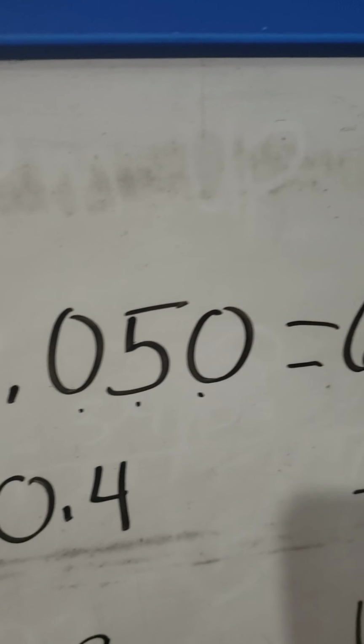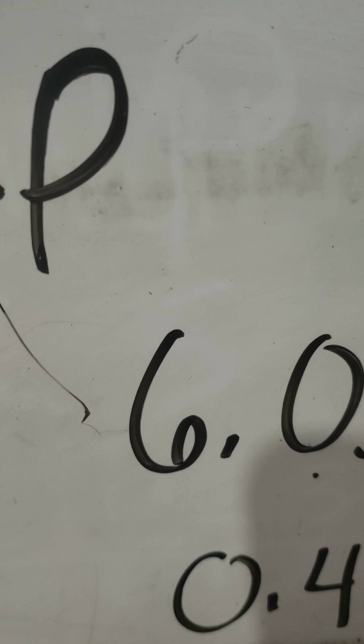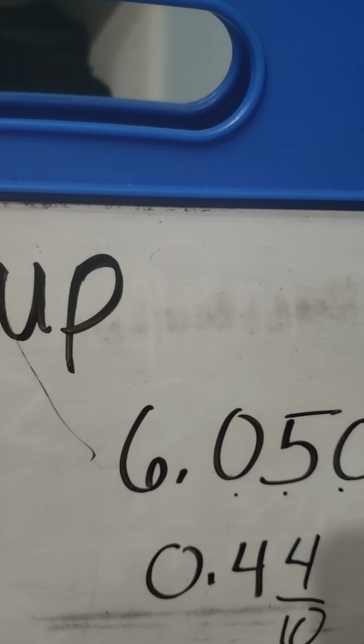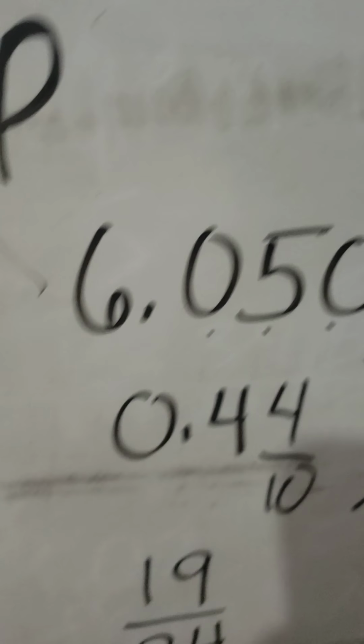It's the same number. So now we have a decimal and a fraction. We have 0.4 and 9/40. Now 0.4 is really 4/10, if you think about it. So this one, 0.4 or 4/10, is greater than 9/40.